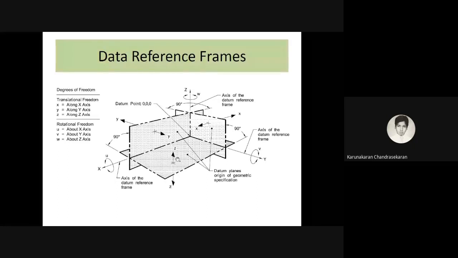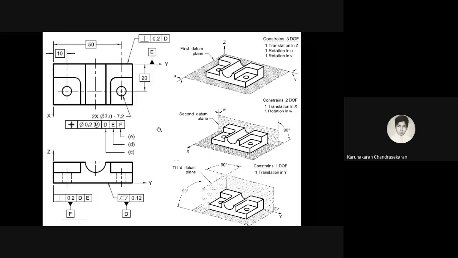We have a primary datum here, a secondary datum, and a tertiary datum, each 90 degrees to each other. Now some of the examples we have mentioned here. The first datum plane: this is a component resting on the first datum. And if you see this particular one, what are the degrees of freedom? What do degrees of freedom mean? It is the ability of the component to move along the axes.